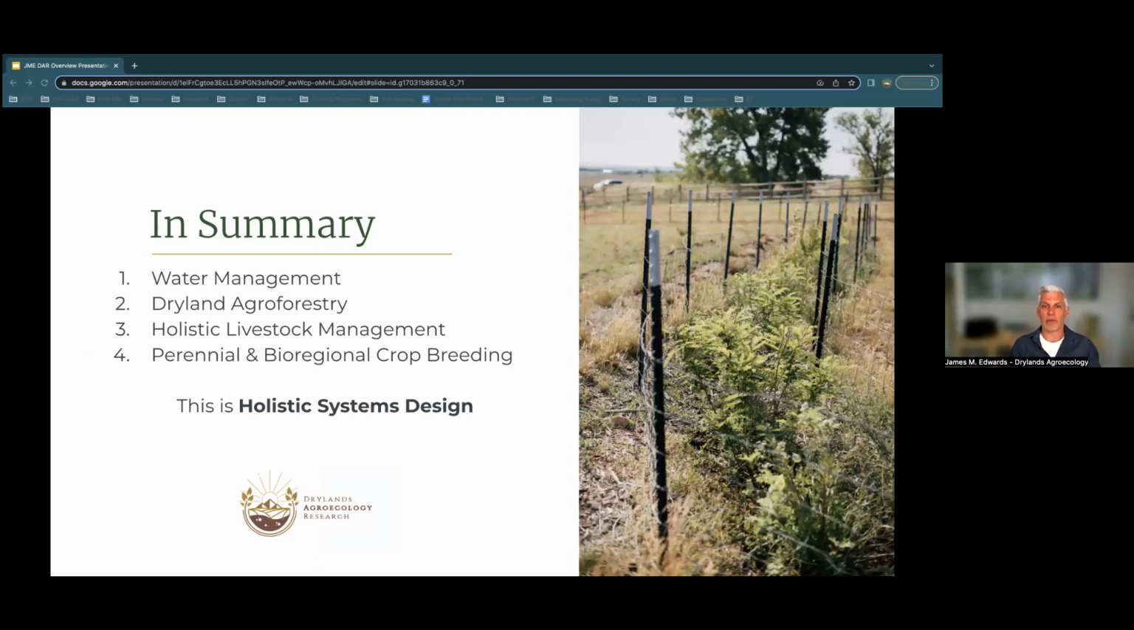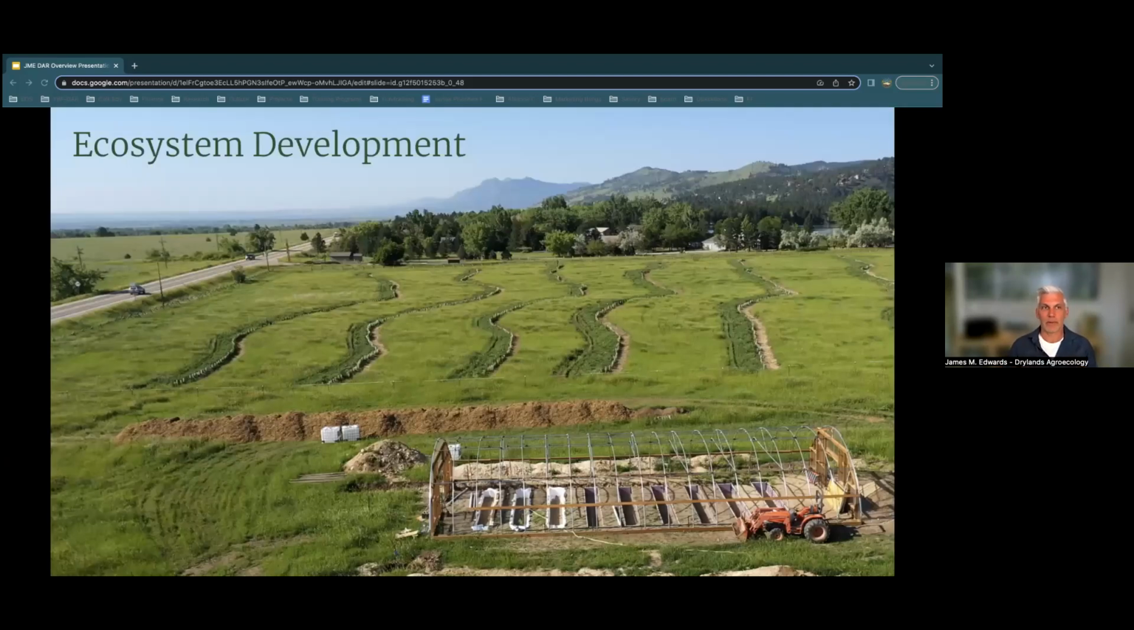So basically, our holistic approach here to our land management consists of, one, water management. Slow it, spread it, sink it into the ground, make sure the ground has enough organic matter to retain that moisture. Dryland agroforestry, holistic livestock management, and perennial and bioregional crop breeding. These are the cornerstones of our agroforestry program. So what we're talking about here is really creating ecosystems. These are effectively analogs to natural ecosystems. There's a certain amount of artifice to it.